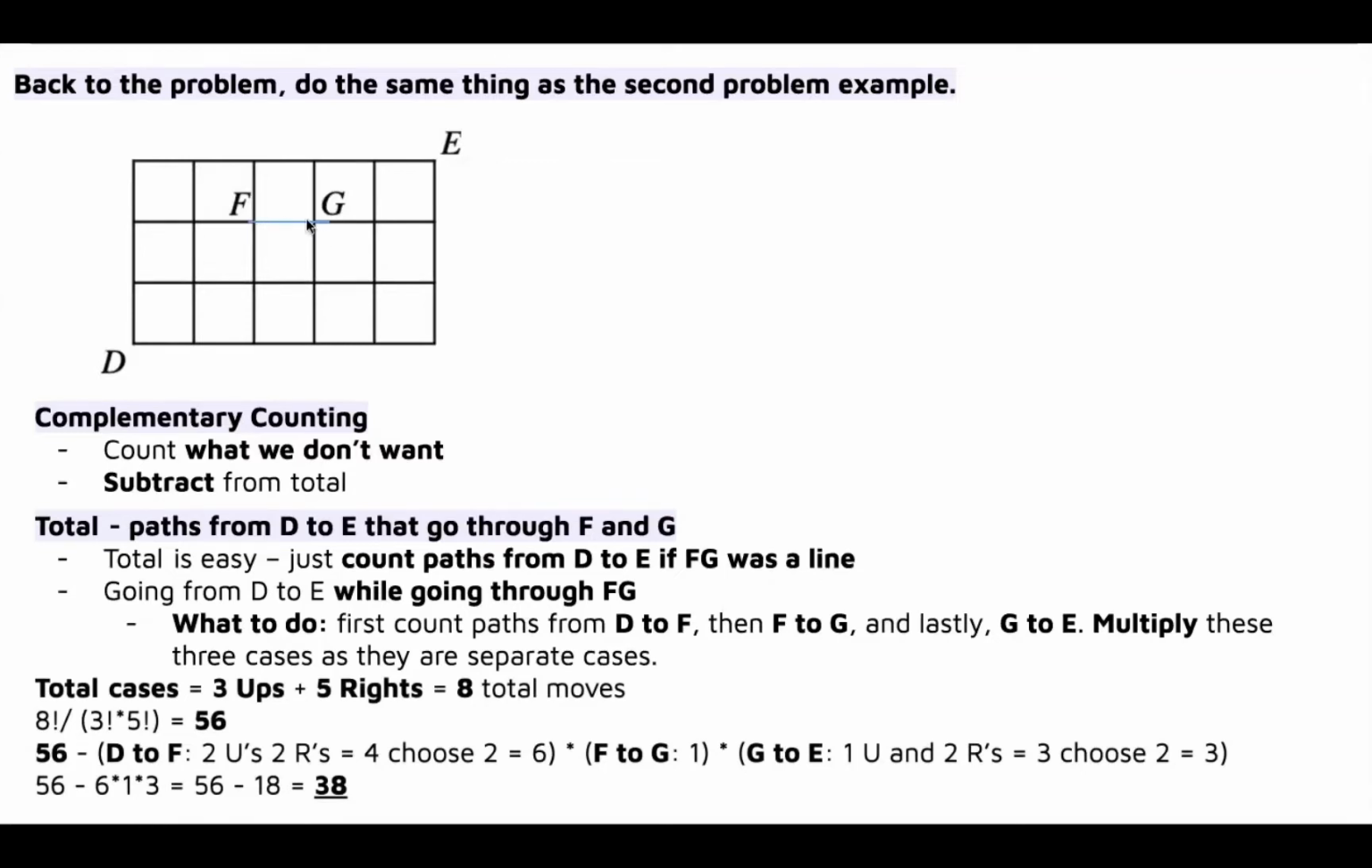F to G, that's just one line, so it's just one. Pretty self-explanatory for that one. G to E, 1 up and 2 rights. 3 choose 2, because 2 plus 1 is 3 moves, so 3 choose 2 equals 3. 6 times 1 times 3 equals 18. 56 minus 18 is 38.